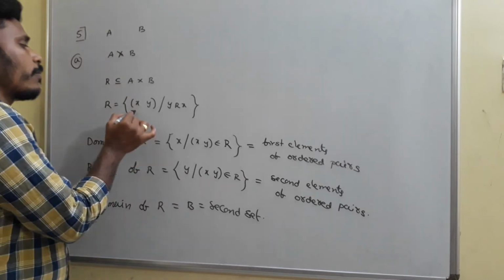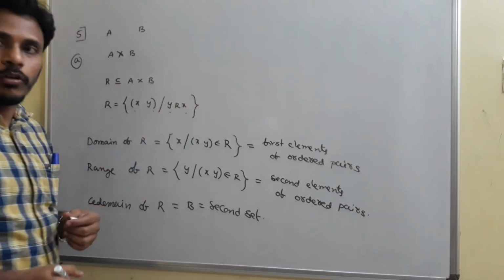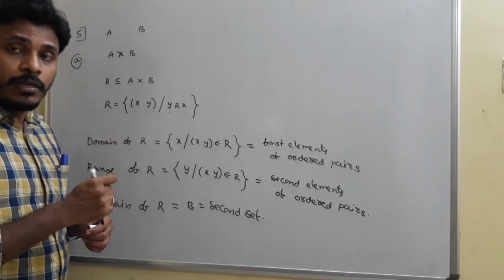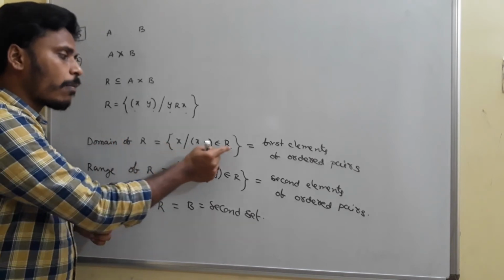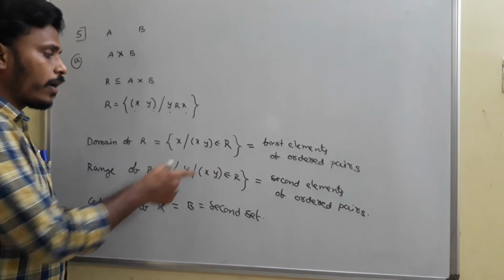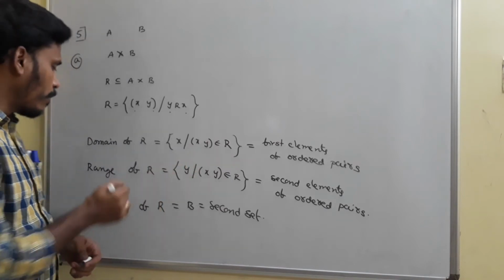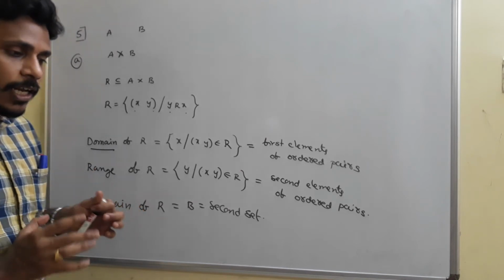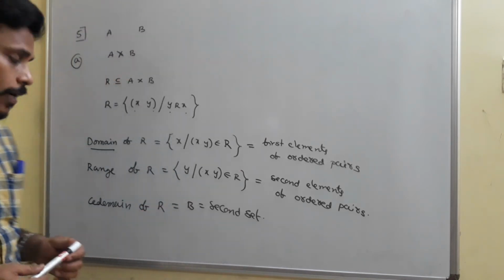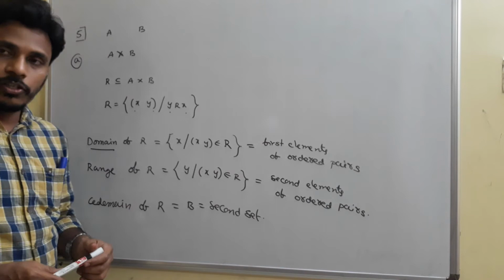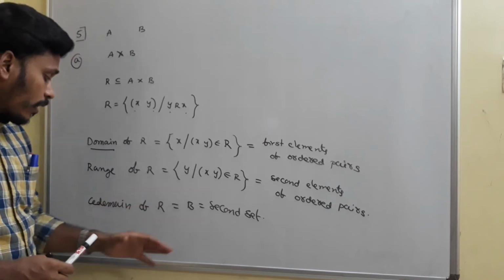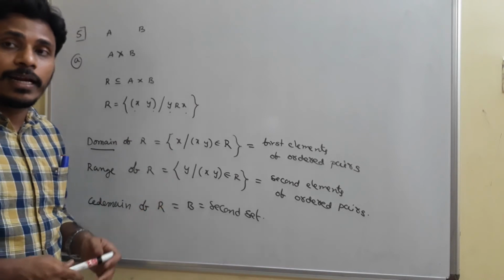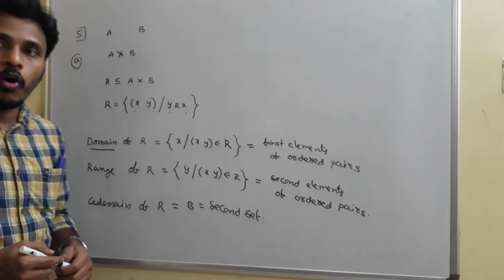If all the ordered pairs are x comma y with a specific rule, then if you collect the first elements of all those ordered pairs, that means x, if x comma y ordered pair is in the relation R, then the set containing all those first elements is mentioned as the domain of the relation. Whereas the set containing all the second elements of the relation is mentioned as the range of the relation. And the codomain of the relation is simply the second set itself, directly taken as the codomain of the relation.